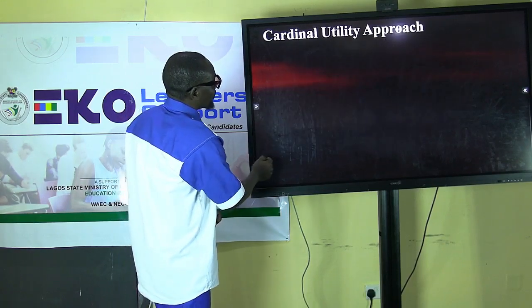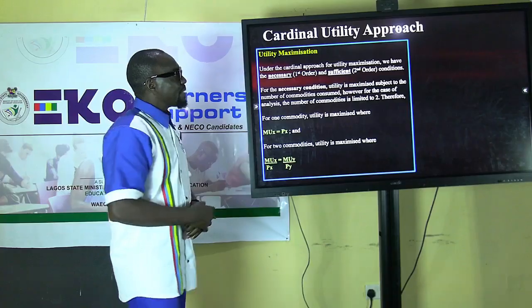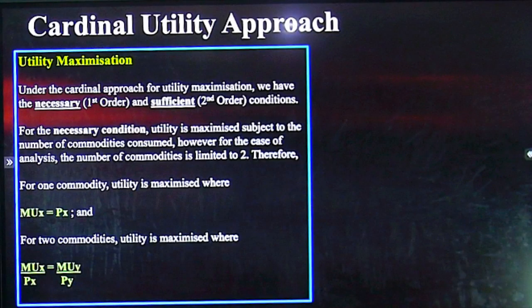And then utility maximization under the cardinal approach. In other words, note that we said utility maximization is the same thing as achieving consumer equilibrium. When the consumer is at equilibrium, it means that the consumer has achieved maximum utility or highest or maximum satisfaction. Under the cardinal approach, we look at the necessary and sufficient conditions, which are also referred to as the first and second order conditions, respectively.